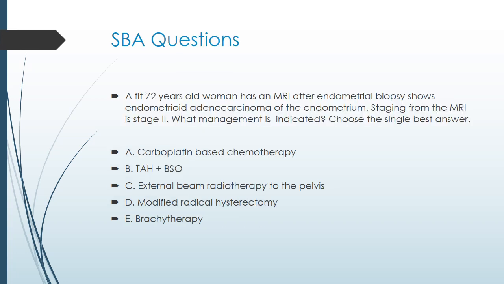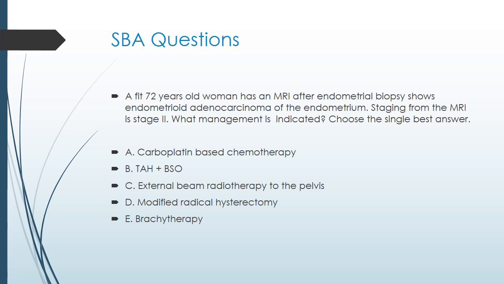Then the other question is, this is also single best. A fit 72 years old woman has an MRI after endometrial biopsy shows endometrioid adenocarcinoma of the endometrium. Then she had MRI of the pelvis, and staging from the MRI is stage 2. What management is indicated? Use the single best answer. Why or why not you will choose this option?